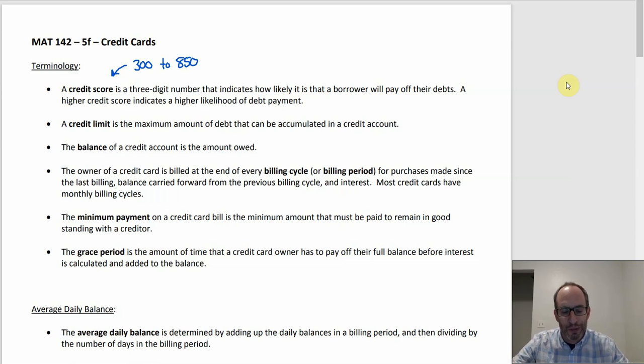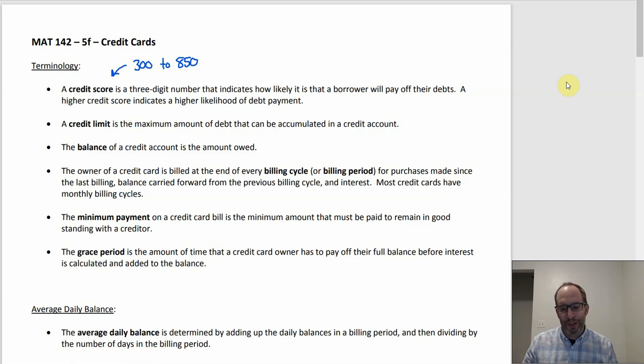Let's see, other stuff, the credit limit, so that's the maximum amount that you could put on a credit card, balance being the amount owed. Billing cycles for credit cards typically are going to be monthly. I've never really seen one that wasn't, although I guess you could make one, right? It's not hard to conceive of, but that seems like a rare occurrence, a credit card that has a billing cycle that's not every month.